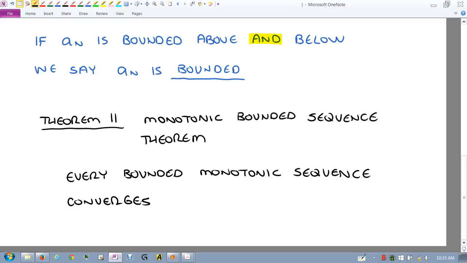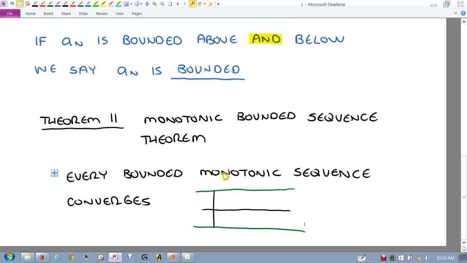Okay, so let's see. Why does this theorem make sense? You've got a sequence, right? It's a bunch of dots in here. I'm about to draw them. But here are the conditions. It's bounded, which means that it's got to live between these two, right? This is saying every bounded monotonic sequence. What does monotonic mean? It's either increasing or decreasing.